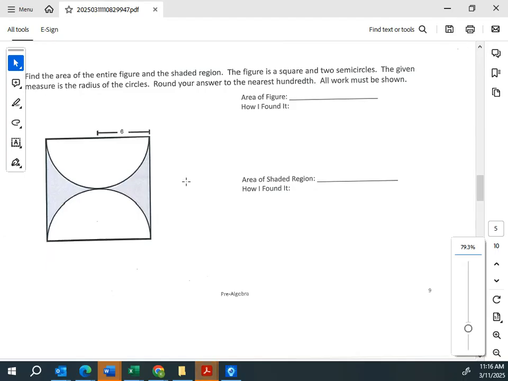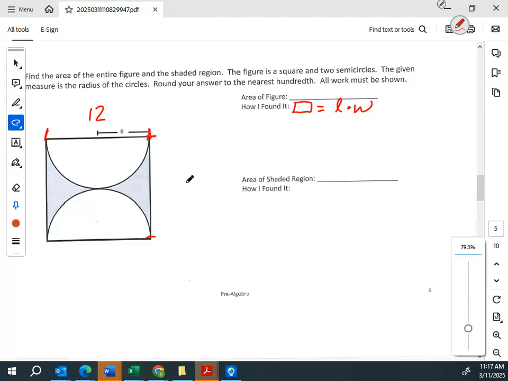Find the area of the entire figure. So we need to figure out what that full side length is. If we know half of it is 6, we can find that full side length. It is a square, so we know that. How to find the area of the figure? So the area of our rectangle is length times width. So you can fill in that.